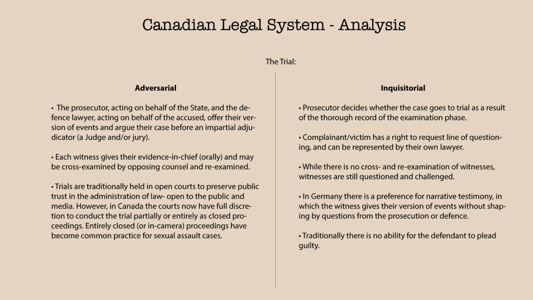Now in the inquisitorial system, a trial runs a little differently. The prosecutor decides whether the case goes to trial as a result of the thorough record of the examination phase. The complainant, the victim, has a right to request lines of questioning and can be represented by their own lawyer. While there is no cross-examination and re-examination, the witnesses are still questioned and challenged. In Germany, there's a preference for narrative testimony, in which the witness gives their version of events without shaping by questions from the prosecution or the defense. Traditionally, there is no ability for the defendant to plead guilty.